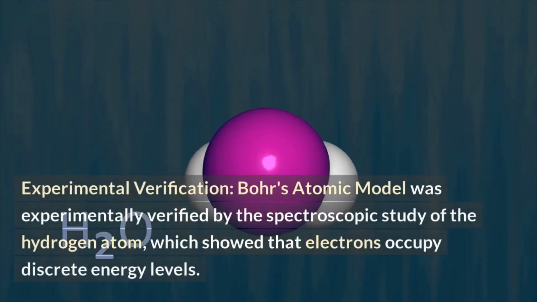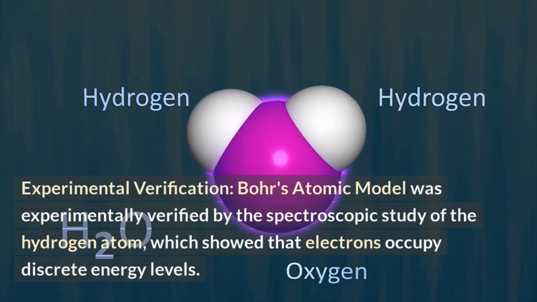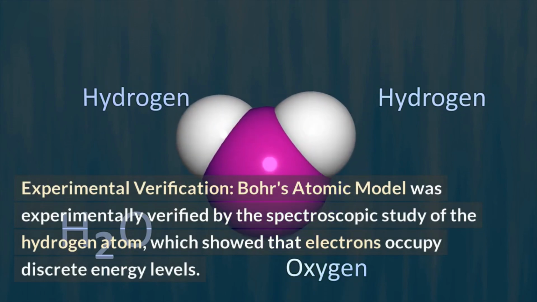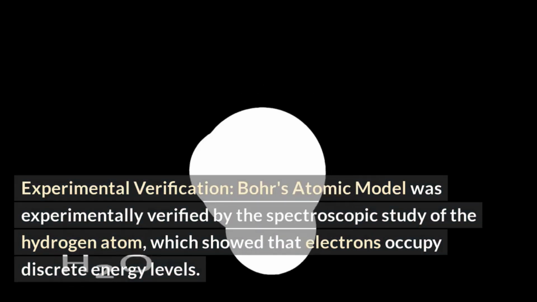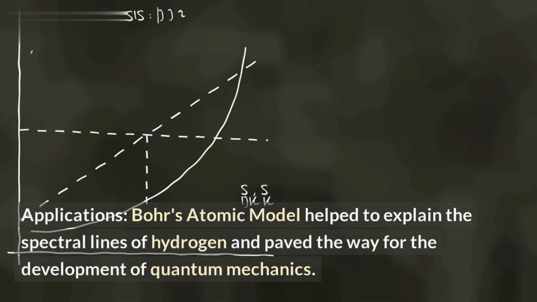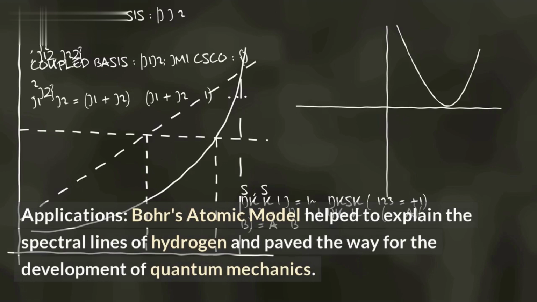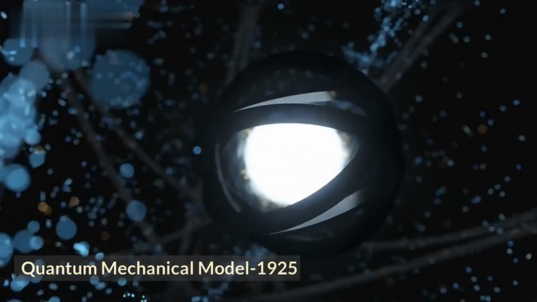Experimental verification. Bohr's atomic model was experimentally verified by the spectroscopic study of the hydrogen atom, which showed that electrons occupy discrete energy levels. Applications. Bohr's atomic model helped to explain the spectral lines of hydrogen and paved the way for the development of quantum mechanics.